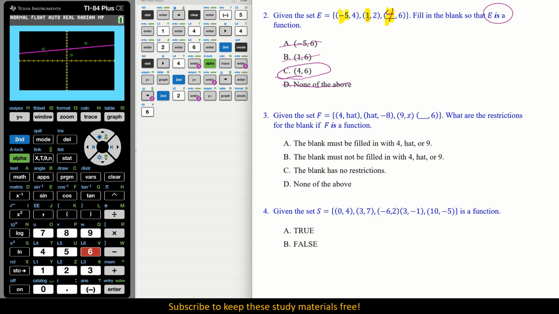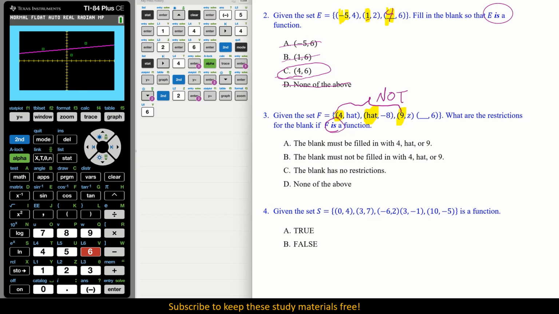Given the set F, and we have a similar kind of set with pairs. Notice our pairs, like in number 1, are not all numbers. We have the word hat and Z, and we have a blank again. And the question is, what are the restrictions for the blank if F is a function? That means we cannot use 4, hat, or 9. No repeats on those.